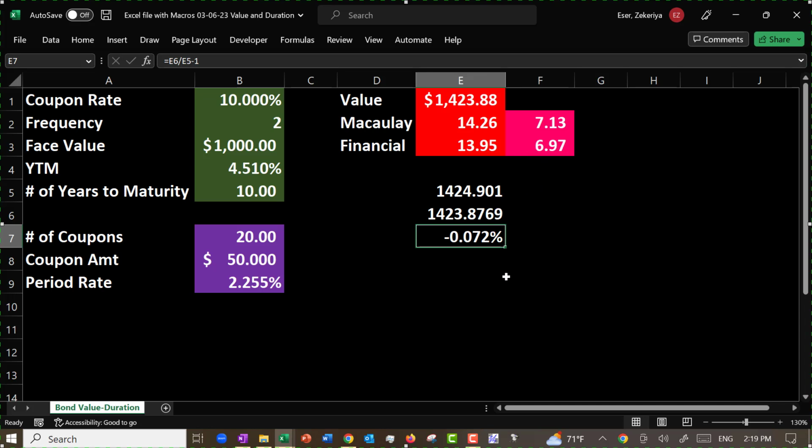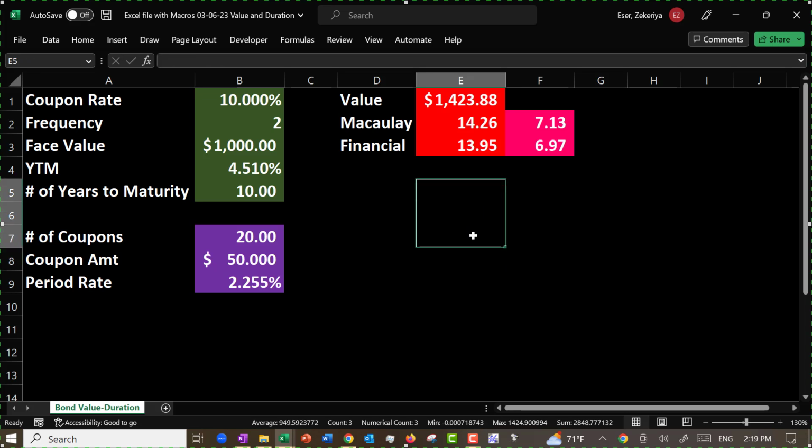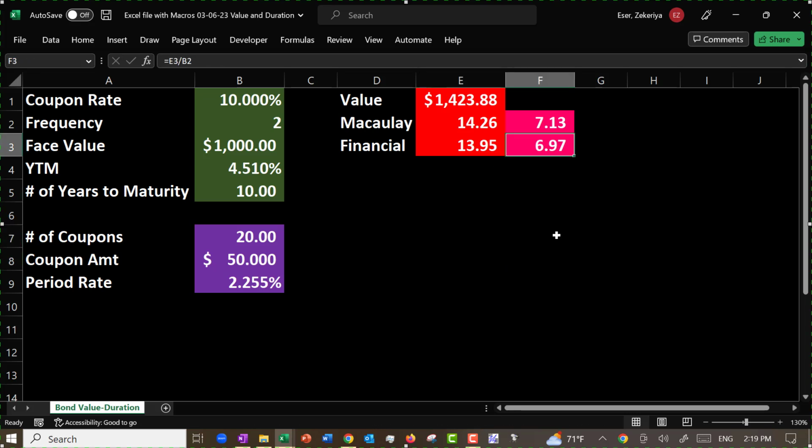So approximately, if the interest rates change by 1 basis point, value of the bond is going to go down by 0.07% or 7 basis points, if you think about it in terms of percentage change. If this was a 30-year bond, those things are going to be much higher.